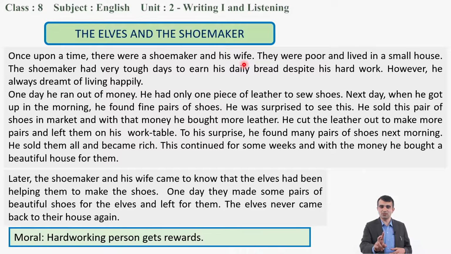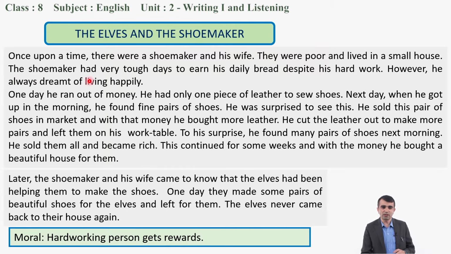Now character, we introduce the characters and setting and their characteristics, their qualities, their traits we discuss here. They were poor and lived in a small house. Is it so? Good. Now there is conflict here. Problem with them. What is the problem with them?